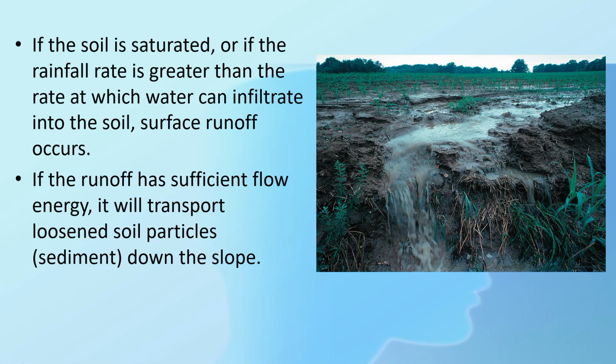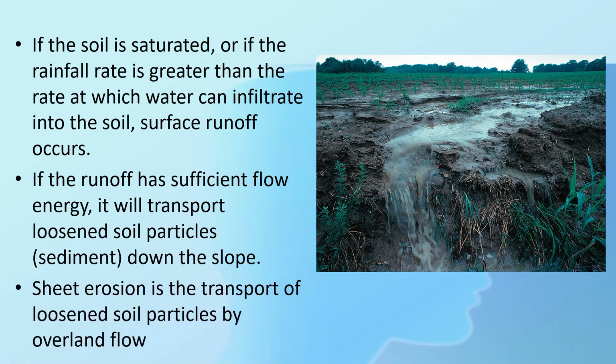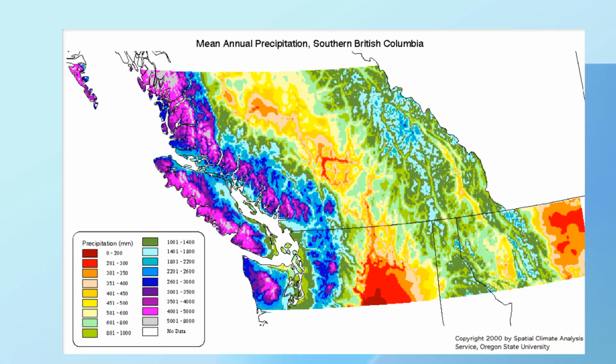creates soil erosion, and due to intensive irrigation practices, the soil is so saturated that it cannot infiltrate water, and water, due to slope, especially on areas with steep slopes, starts to cause water erosion. Sheet erosion is the transport of loosened soil particles by overland flow. So this is a type of sheet erosion.